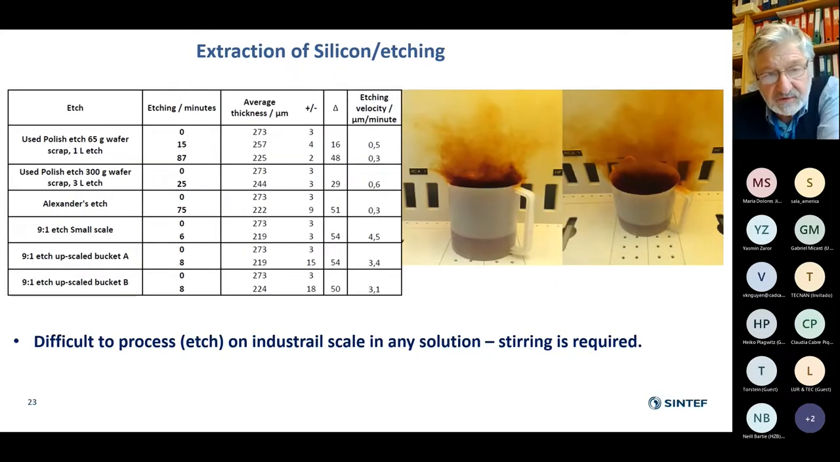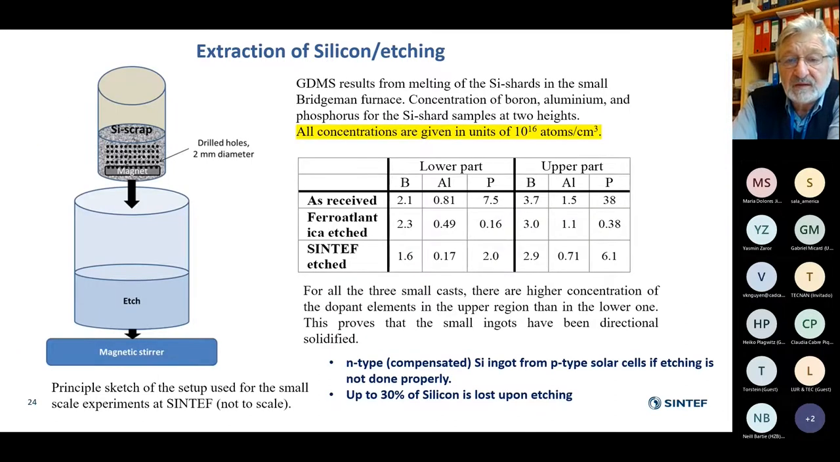We tested a lot of different solutions. In laboratory scale, it looks like this. We also made some collaborative developments with Ferroglobe. At the time, it was Ferroatlantica, to etch, let's say, dozens of kilograms on industrial scale with stirring during the process. And then we prepared mini ingots from the etched silicon, and we investigated dopant level in a mini Czochralski grown ingot on bottom and on top parts of such an ingot. And here are some results.